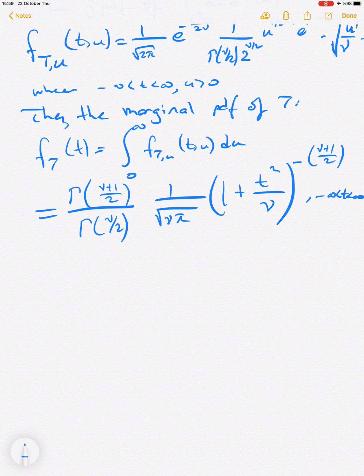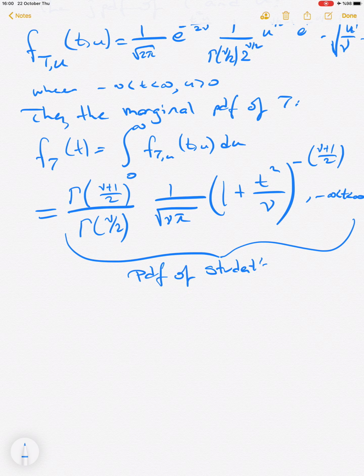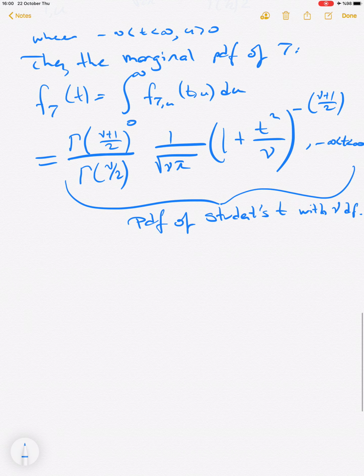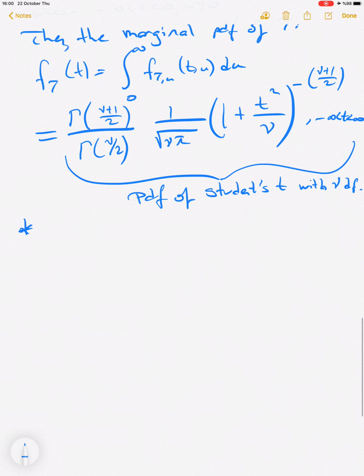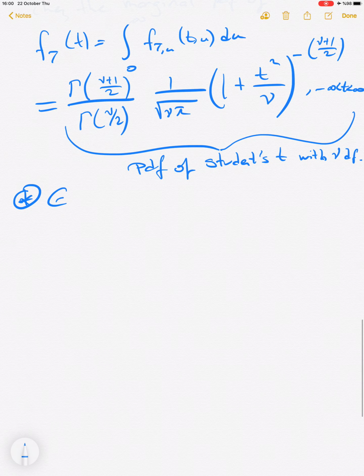Okay, and this PDF is known as the Student's t PDF, the PDF of Student's t with nu degrees of freedom. Okay, so when we go back to our problem, basically, let's go back to our problem.